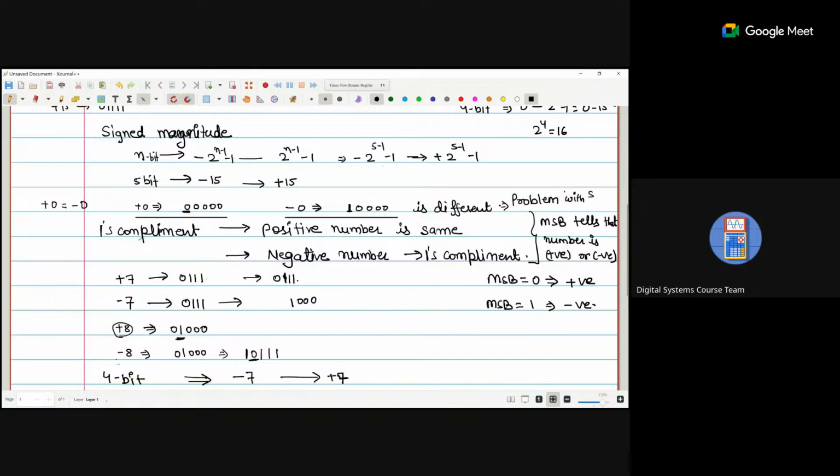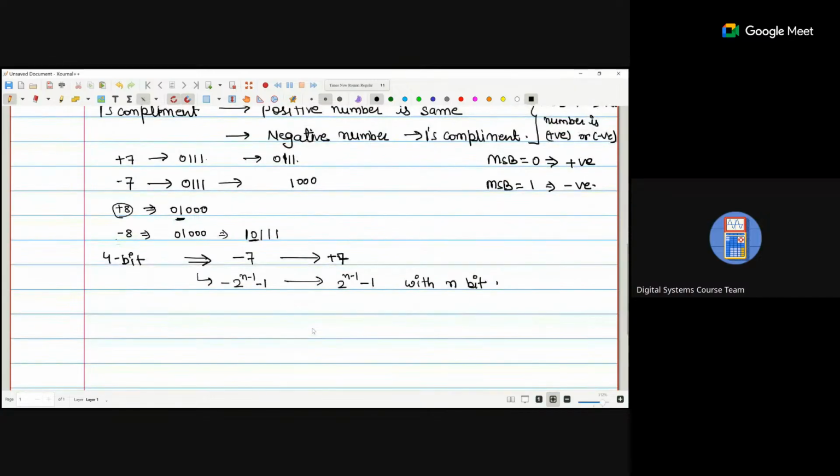Problem with sign magnitude. A similar problem will come with the ones complement also. Plus 0, I can write as 0 0 0 0 in 4 bits. For minus 0, we have to take the complement, so it becomes 1 1 1 1.